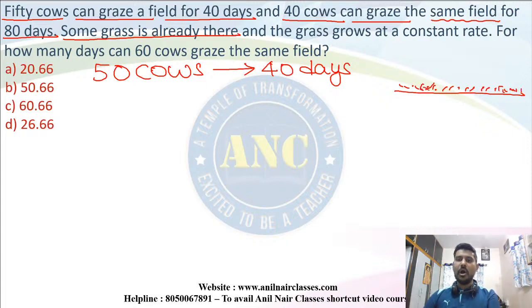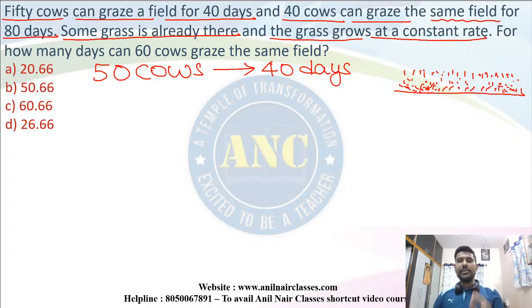Some grass is already there in the field and the grass grows at a constant rate. Now, there is some grass already present, and the grass will also grow, right? It will grow at some constant rate. We will find out the rate at which the grass will grow in this question. But we understood that the field is not completely covered with grass as of now. There is some grass which is initially present and the grass will still grow at some constant rate.